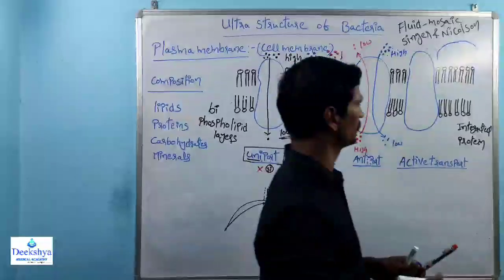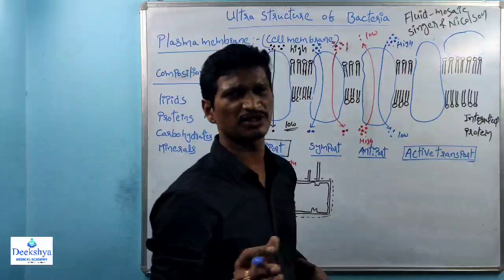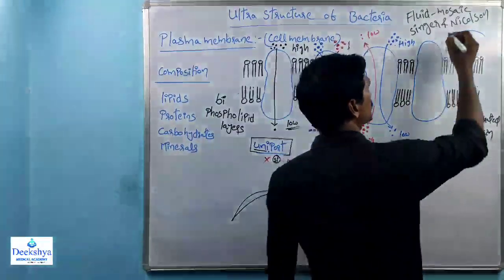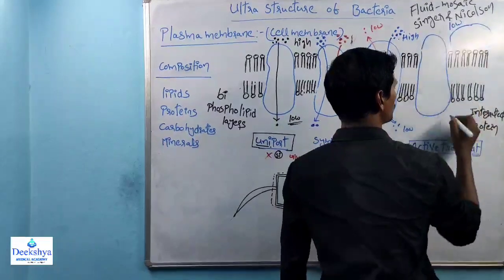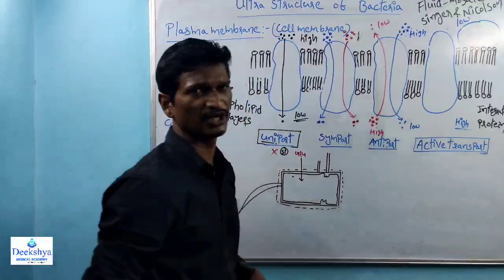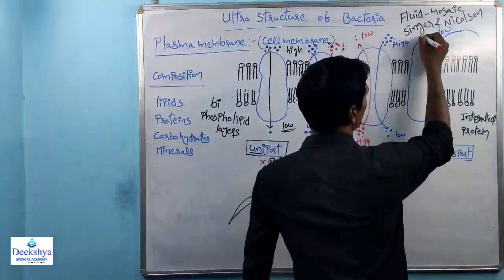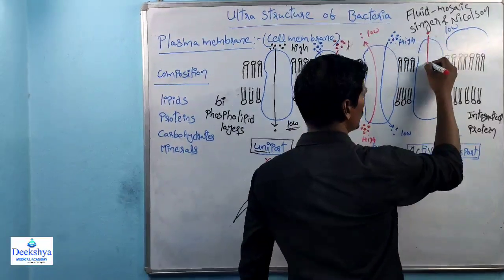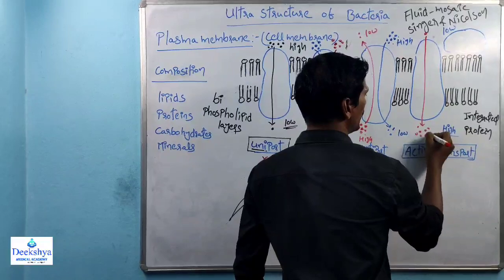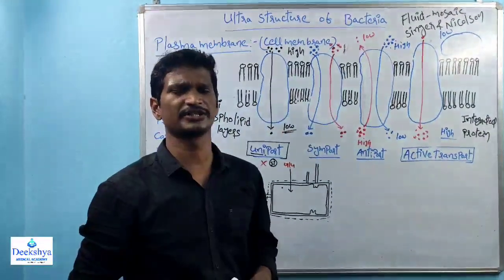Coming to the last one, this is called active transport. Remember, this is a very specialized transport system, because here molecules are transported from low concentration region to high concentration region. This is one of the molecules, and it is transported from the low concentration region to the high concentration region.